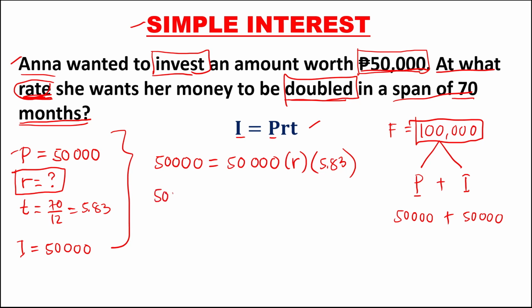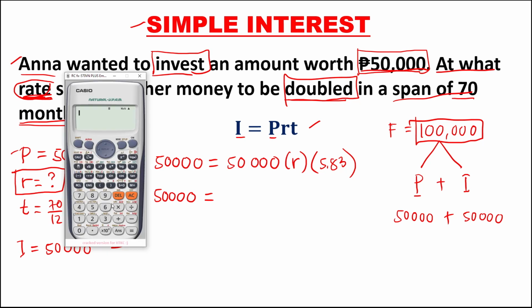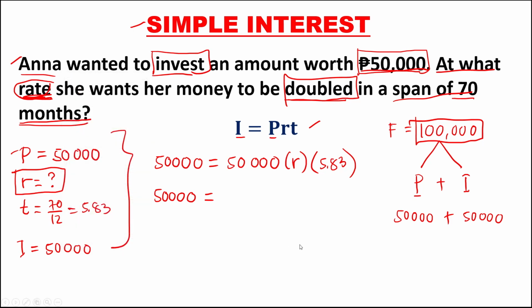Then to simplify, we have 50,000 pesos times 5.83, which is equal to 291,500. So 50,000 equals 291,500 times the rate. Then to find the rate, we need to divide both sides by 291,500.